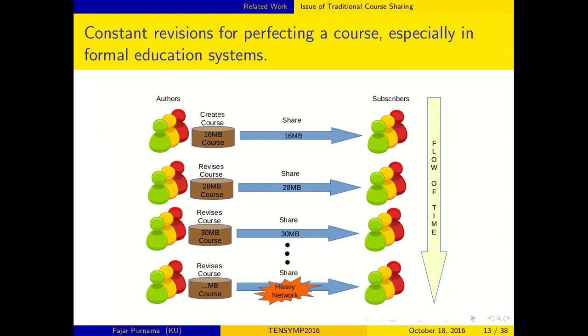Although the course sharing method has addressed the issue of developing a course by oneself, afterwards there is another issue. Well, this course sharing may not be so effective if the authors keep on revising their courses. So the issue is that authors constantly revise their courses in order to perfect their course. And this thing occurs especially in formal education systems like universities, schools, and related.